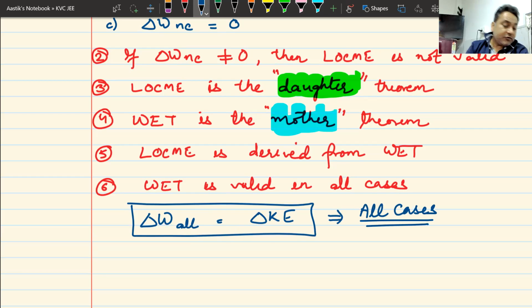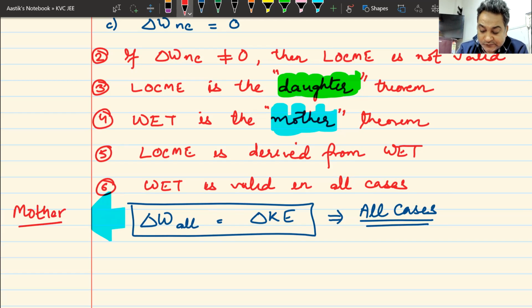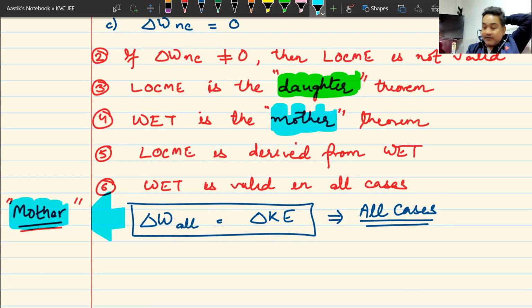Whether conservative forces are present, it is valid. Whether non-conservative forces are present, this is valid. There can be a case where both conservative and non-conservative forces are present. The work energy theorem is still valid. And therefore, which theorem do I call it? I call it the mother theorem. Always valid.